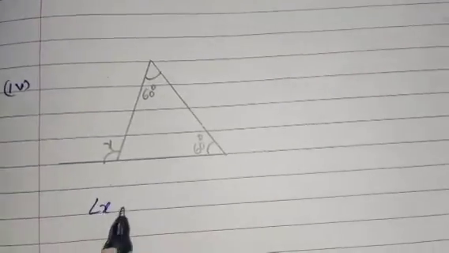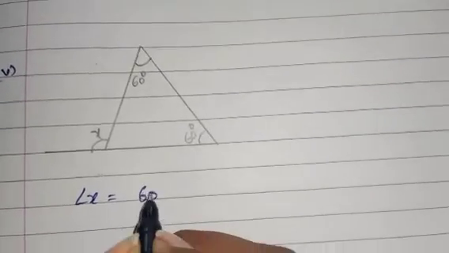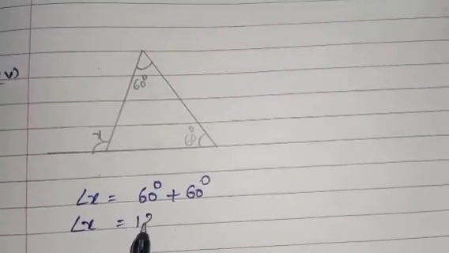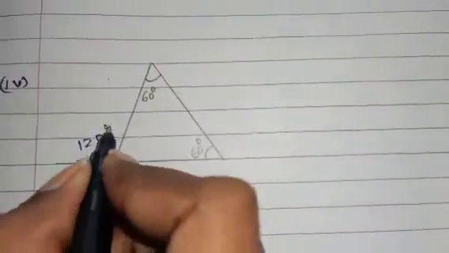Now the next one, the fourth one. Here also two angles are given and we have to find the exterior angle. According to the property, the exterior angle is equal to the sum of the interior angles, 60 plus 60. So angle x is equal to 120 degrees. This is the value of the exterior angle.